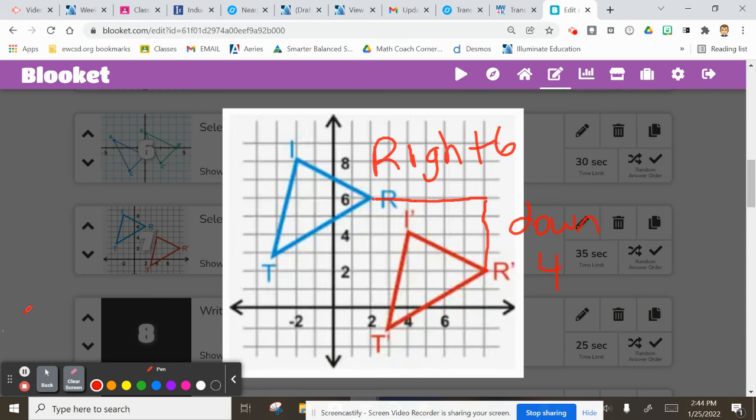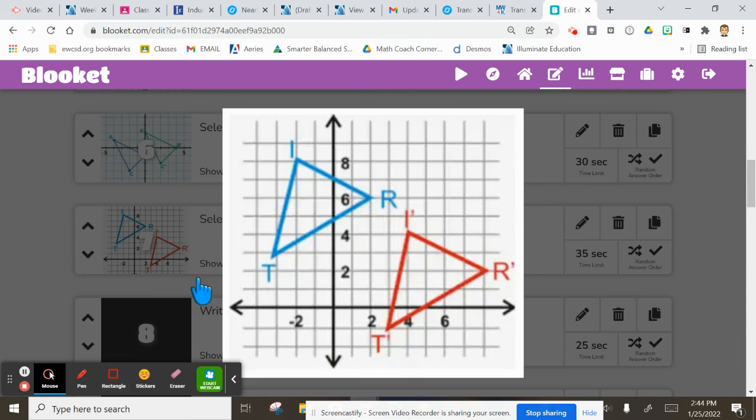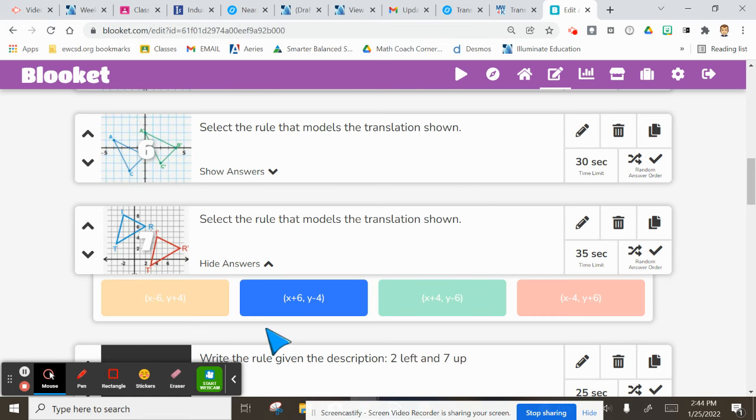And for this one, I'm pretty sure, let me clear the screen. Okay, so this one, what do we have? It was right 6, down 4. Remember how to write this? That's right 6, down 4. And that's how it would look: x plus 6, y minus 4. And we went over that in class, okay?